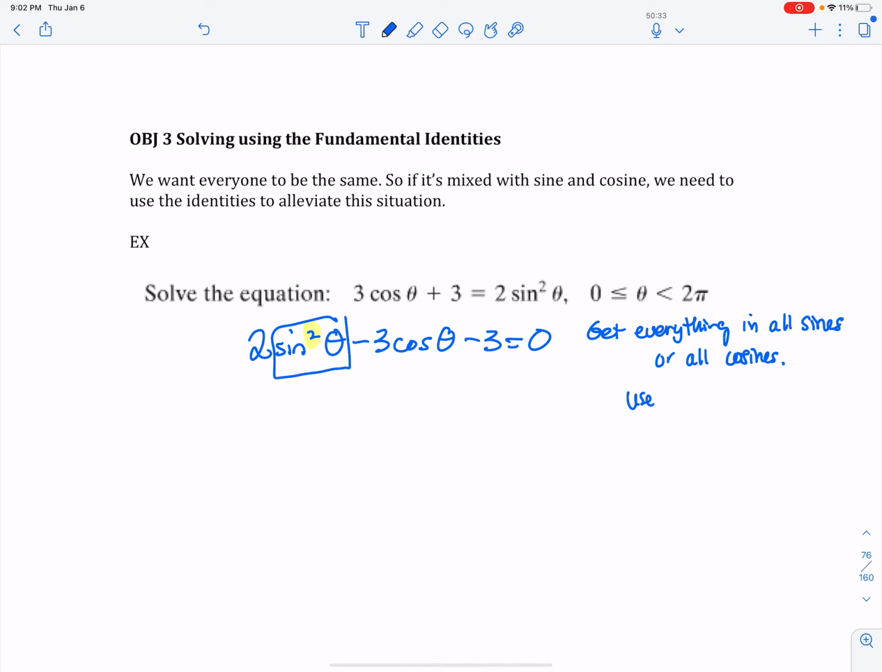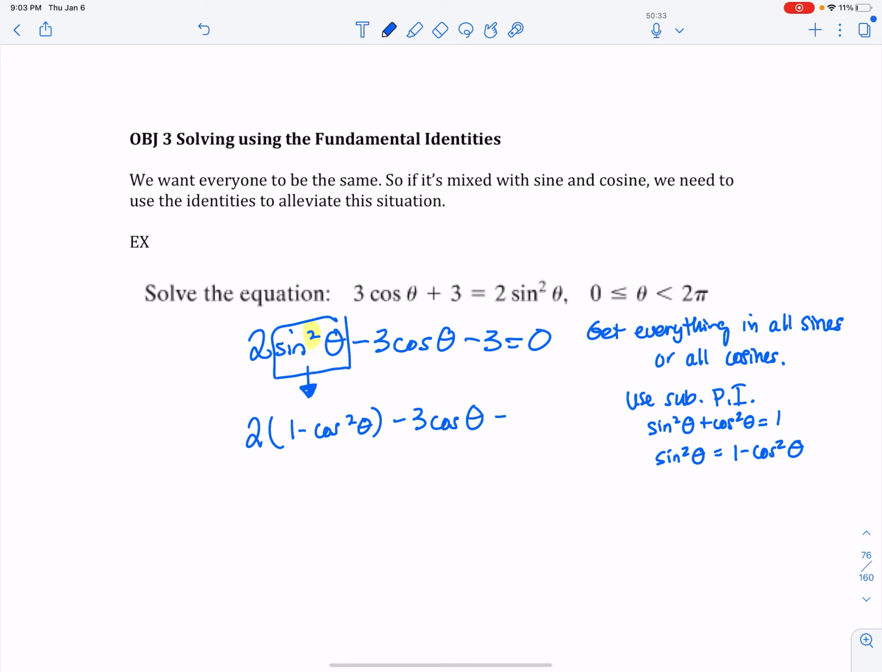And I can use substitution, and I can use a Pythagorean identity, which says sine squared theta plus cosine squared theta equals 1. So if I get sine squared theta by itself, it's going to equal 1 minus cosine squared theta. So I'm going to use direct substitution here, and wherever I see sine squared theta, I'm going to plug in 1 minus cosine squared theta. Minus 3 cosine theta minus 3 equals 0.